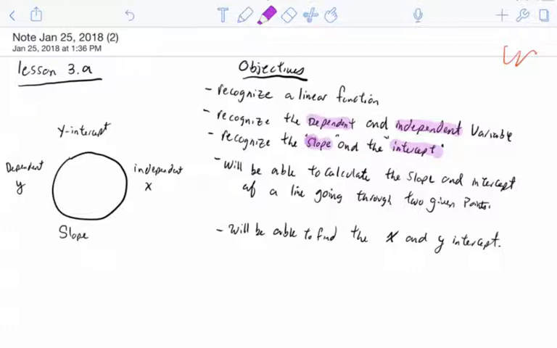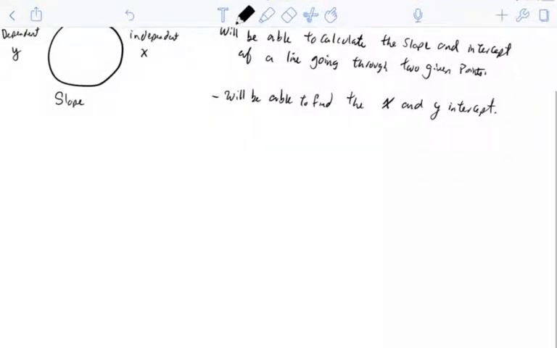So somebody will say, here are 2 points. Tell me the equation of the line that goes through them. And you'll be able to find the x and y intercept of a given linear equation. So let's begin.